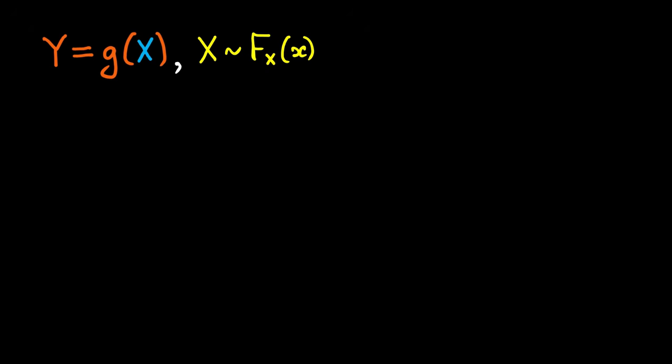Okay, so we said that we have a random variable x with a known CDF, and we form random variable y by applying a deterministic function g to the known random variable x. But what is a deterministic function? In particular, what does that word deterministic mean? Let's focus on that for a moment.